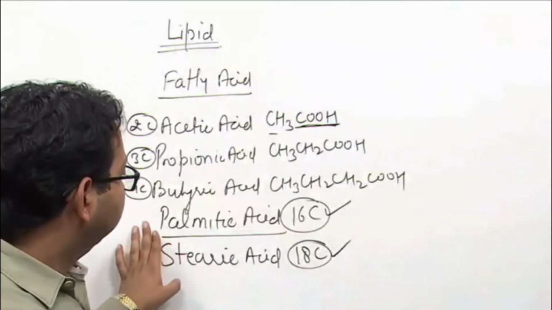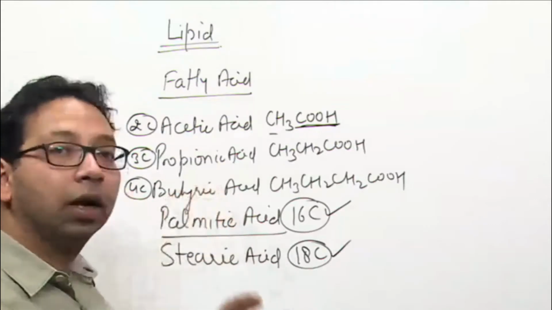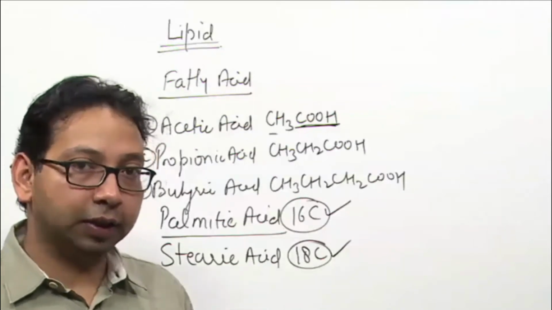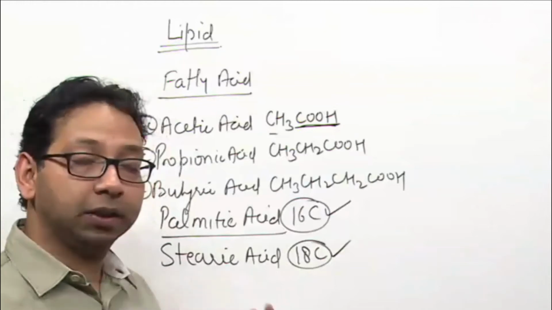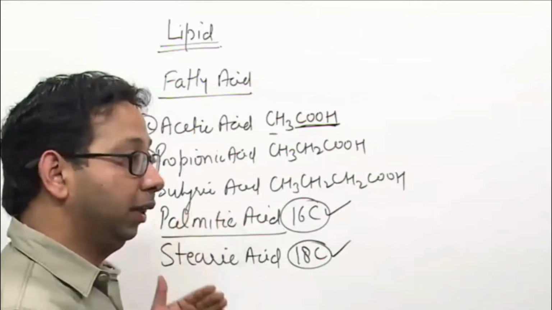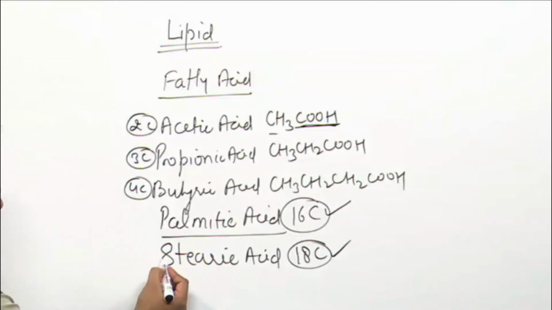You are to remember the number of carbon of palmitic and stearic, because questions are asked on the beta oxidation of palmitic acid and beta oxidation of stearic acid. To solve those questions, you must know that palmitic has 16 and stearic acid has 18. Sometimes we may be confused between palmitic and stearic. Then remember like this: S looks like 8, that is why stearic has 18.